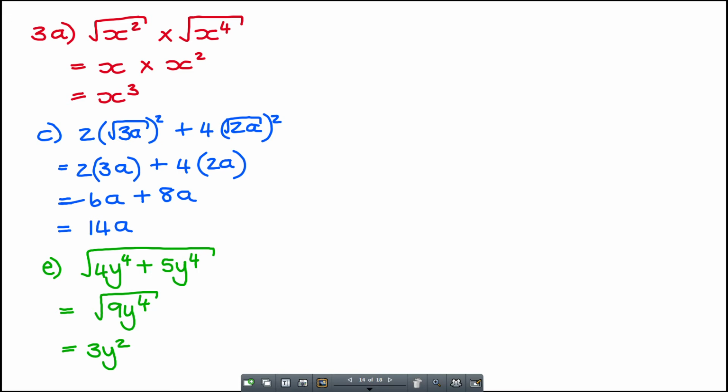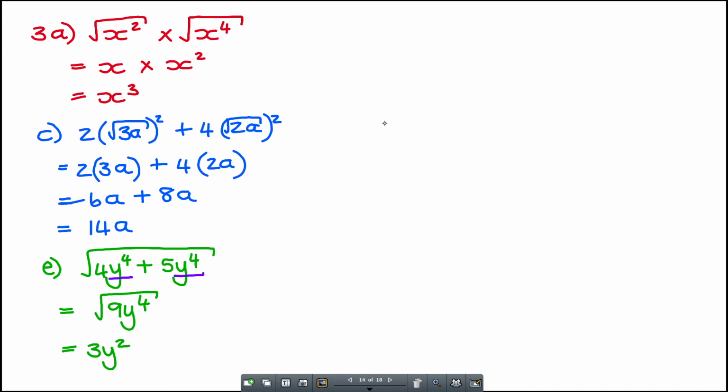Any questions at A or C? Okay, I quickly want to speak about E. Please remember that I cannot get square root of each of these terms separately, and then go and add the answers. Why not? Because I'm only allowed to get square root of that if it's one term inside the root. So what I had to see is that these are like terms.